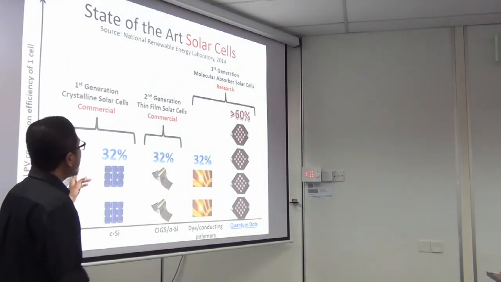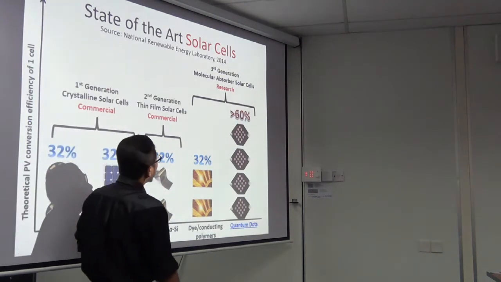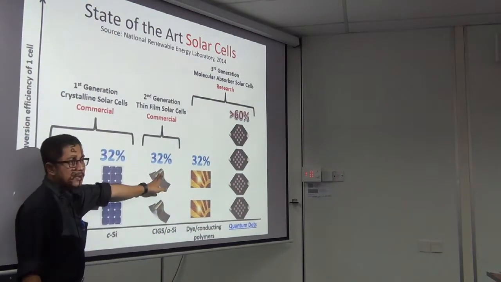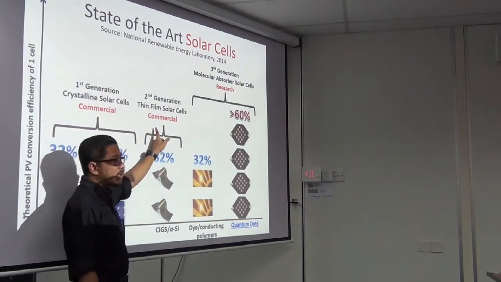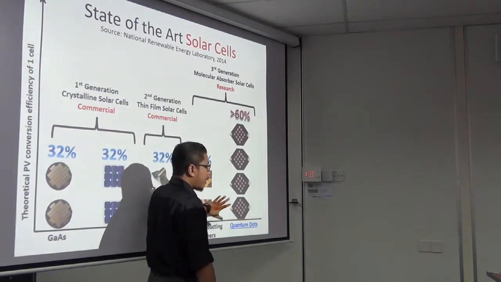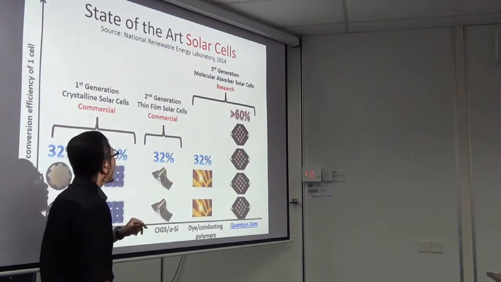Then we have the third generation solar cell, which is known as the molecular absorber solar cell, still in the research domain. Both the first and second generation are already established in the commercial domain. But the third generation is still in R&D due to some hindering factors, which we will discuss.